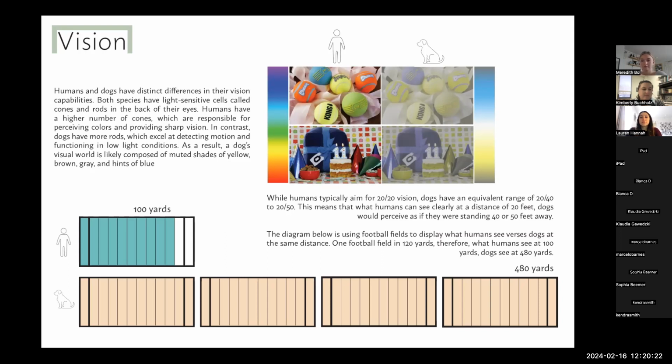As you can see to the right, this diagram shows that we can see all colors of the rainbow, versus dogs, who see hues and shades of yellow, brown, gray, and hints of blue. Humans typically aim to have 20/20 vision, whereas dogs have 20/40 or 20/50, which is a lot more than humans. The diagram below is supposed to represent football fields. What we see from 90 yards, they can see from 480 yards, which is 4 football fields, which is kind of crazy.